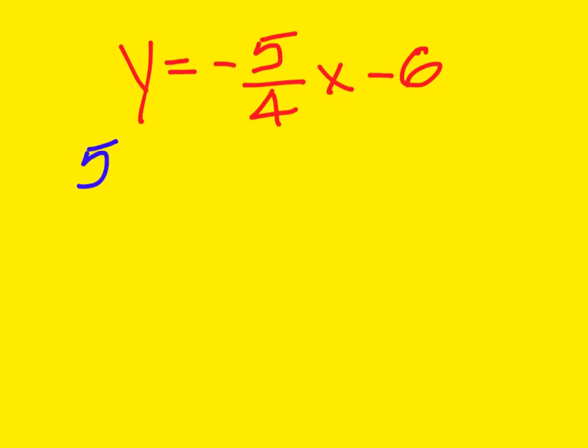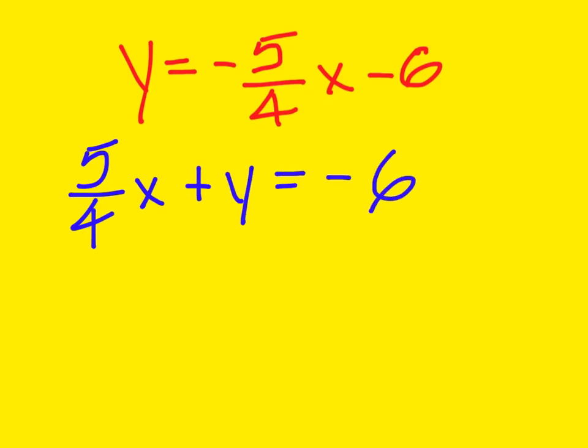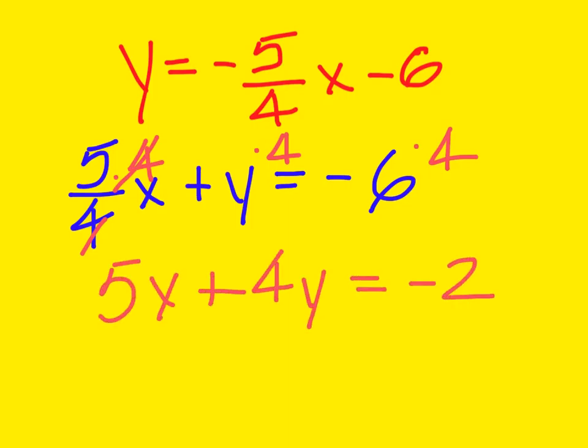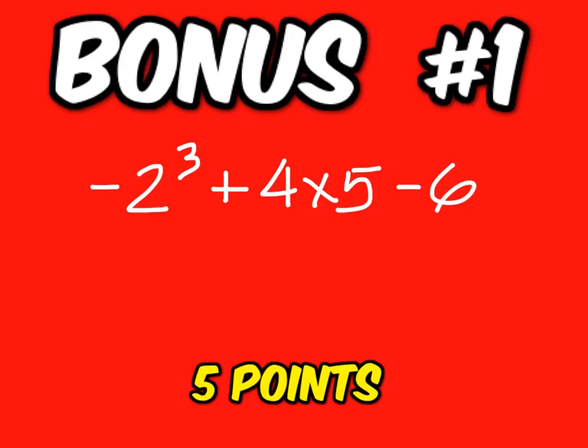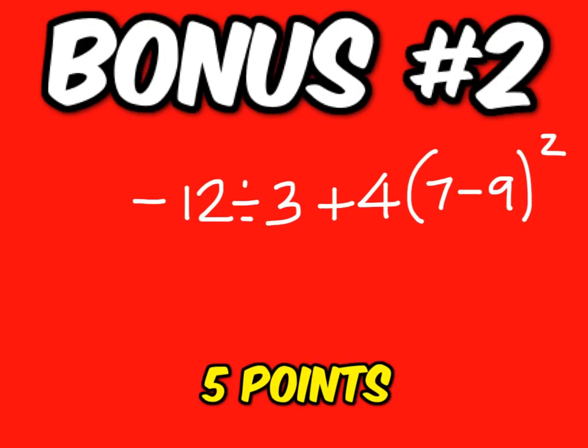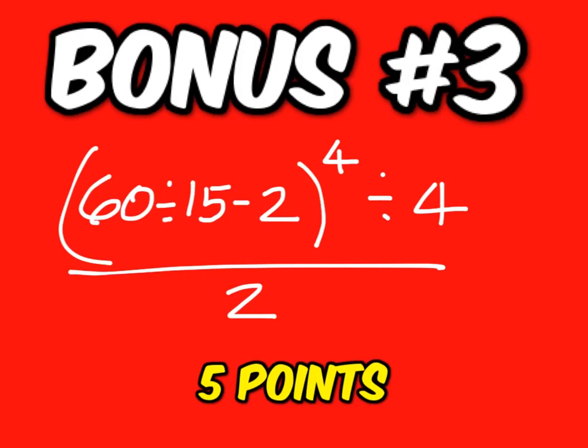You should have a 5 over 4x plus y equal to a negative 6. There is no negative on this a term, so you multiply everything by the denominator of 4 to come up with 5x plus 4y equals negative 24. It's negative. First 7. To the first 7.